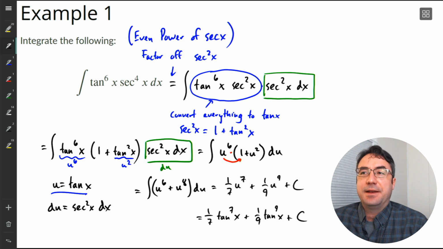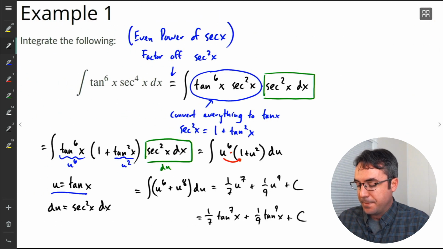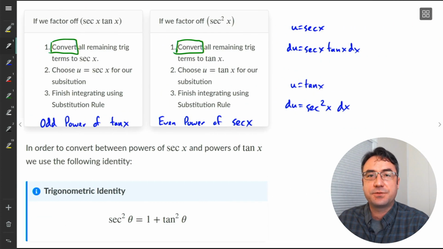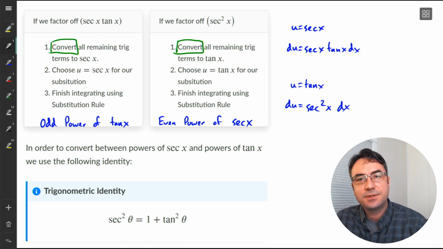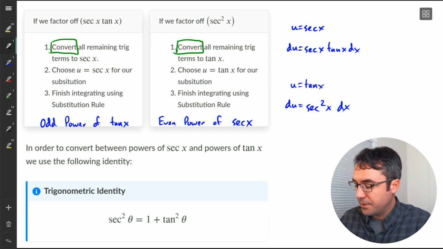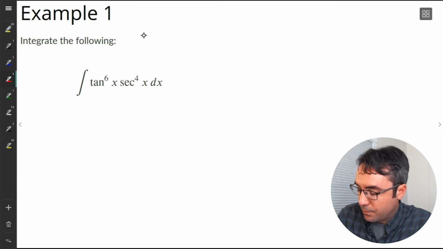So let's try that one again. And let's just see what happens if we tried factoring off a secant times tangent. So, going back here, what did we end up doing? We actually factored off a secant squared. So we have two options for how to go through these. We can either factor off a secant squared, or we can try factoring off a secant x tan x. And let's just see what happens if we make the wrong choice, just because that might happen when you're working on some of the problems for yourself. So let's try making the wrong choice.